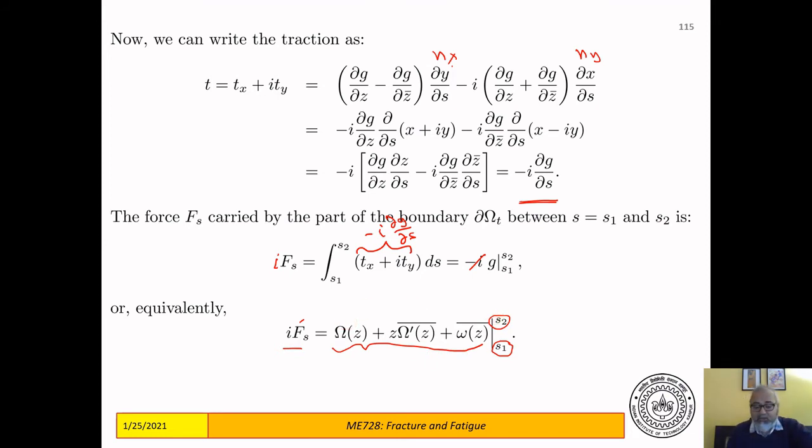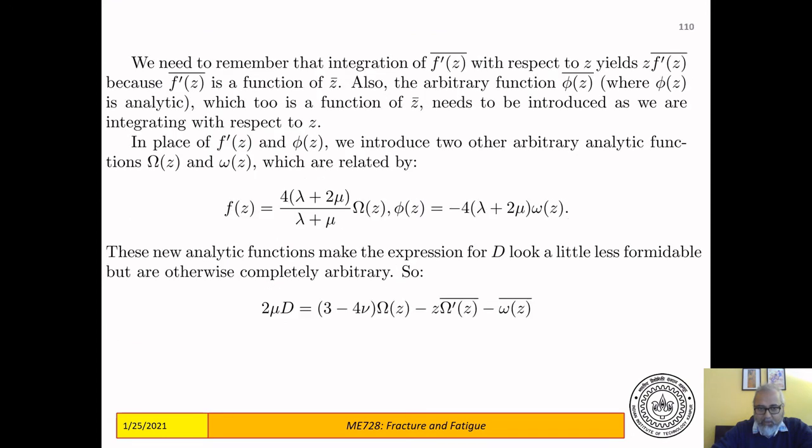Now, note an important thing. This combination of terms, capital omega z, z omega prime z bar, and small omega z bar, also appear in the KM equations for displacements. So in the same order, this, and this also appear in the displacement equation, except that in the traction equation you have 1 here, and in the displacement equation you have 3 minus 4 nu, which comes from plane strain.